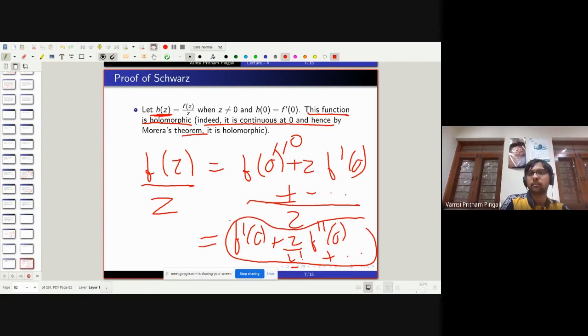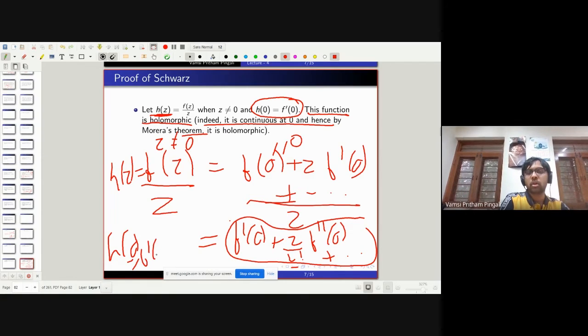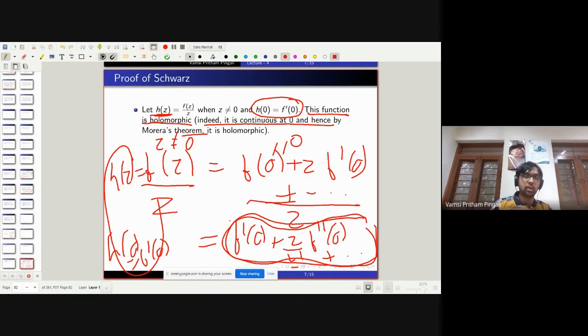It's very easy. All I wanted to prove is that this is analytic. The problem is h of 0 is f prime 0. So if I say h of z is f of z by z when z is non-zero and h of 0 is f prime 0, then h of z is precisely this power series, so it is analytic. I just wanted to prove it's analytic, that's all. Maybe I overcomplicated this. Okay.